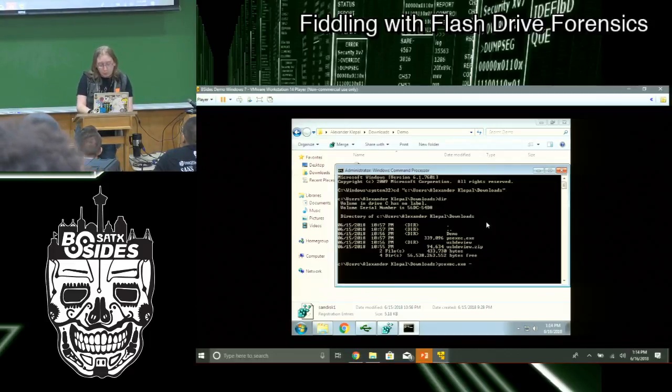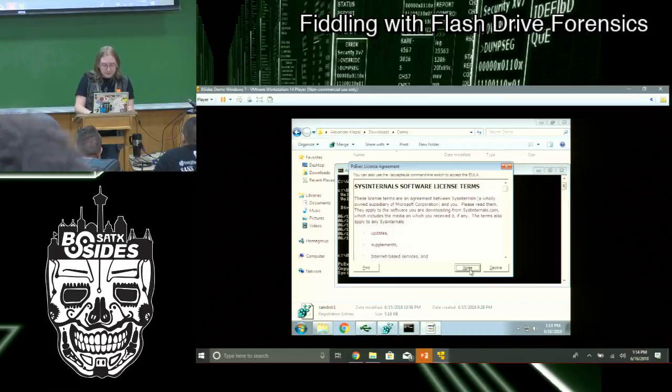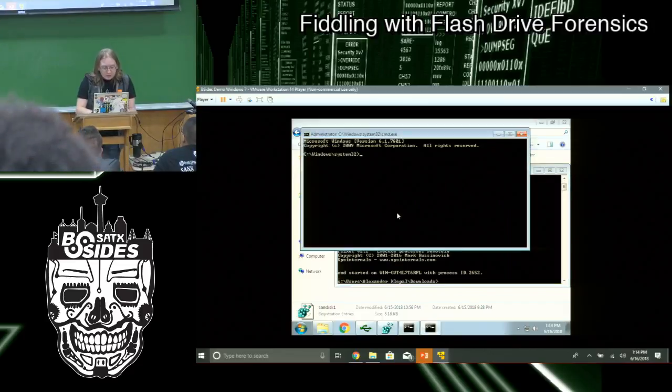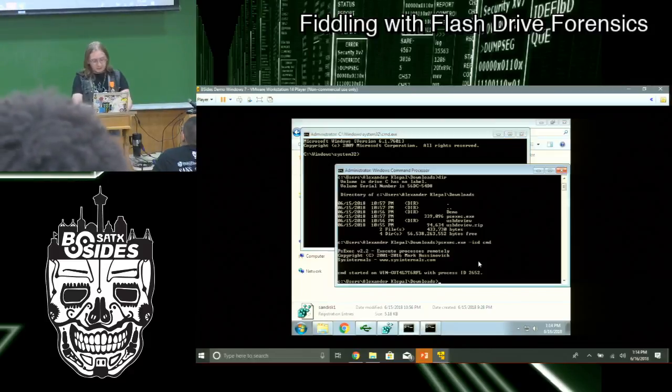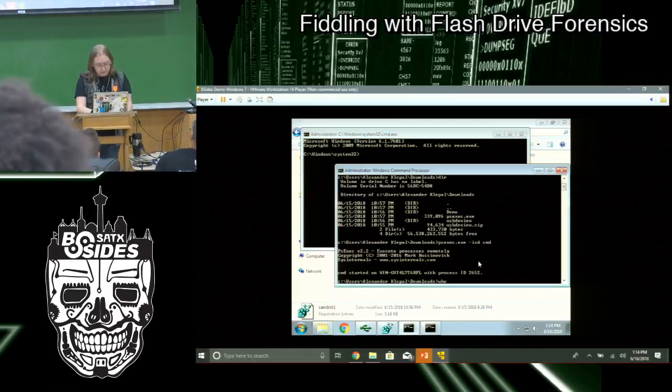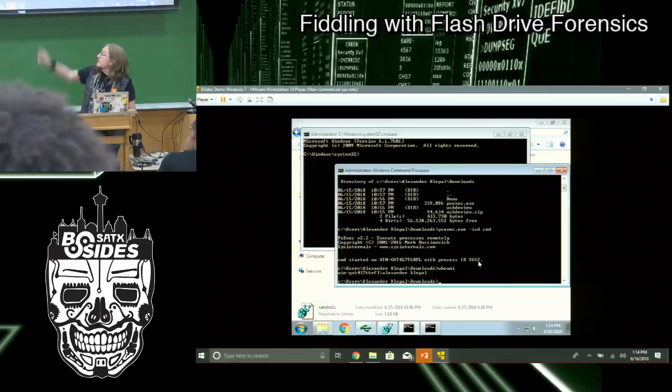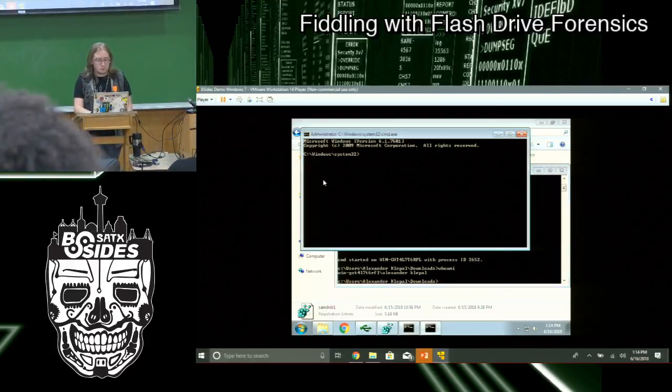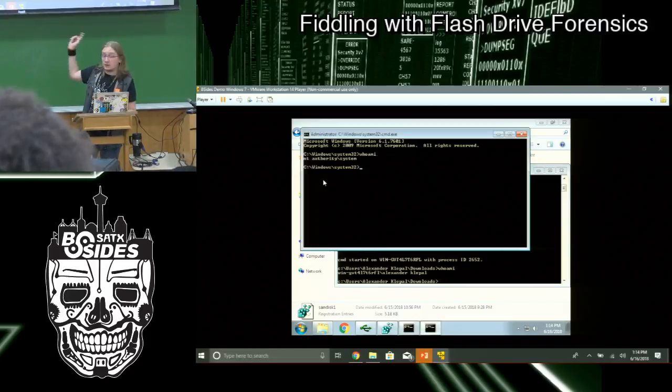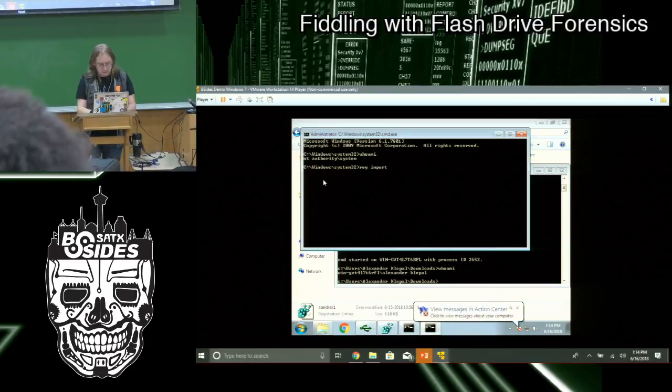So PsExec, what were my flags? Thank you. And we want cmd. Yes, we agree to the terms and conditions of using Sysinternals. Okay, so as you saw, in the regular command prompt, whoami, that's me. This other command prompt window that I made it spawn, if we ask whoami, NT AUTHORITY\SYSTEM. So if we use reg import, I have to type the full path because I don't have it sitting in my System32.